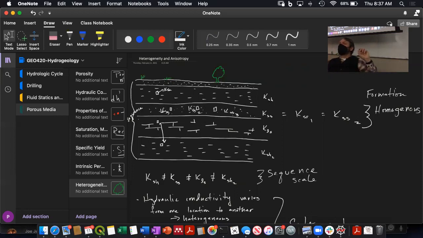So two important points. First of all, homogeneous means it doesn't vary from location to location. Heterogeneous means it varies from location to location. But anytime we have that descriptor, there is a scale associated with it, and that's really important. In hydrology in general, all of the physical sciences, but hydrogeology in particular, all of our descriptors are incredibly scale dependent. It can be homogeneous at a certain scale and heterogeneous at another scale for sure. We would expect that, all right?